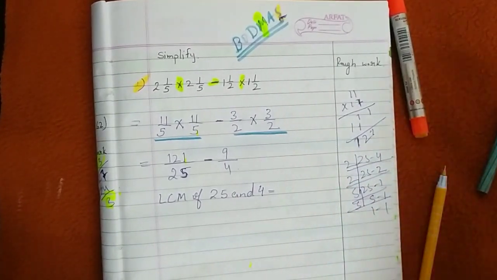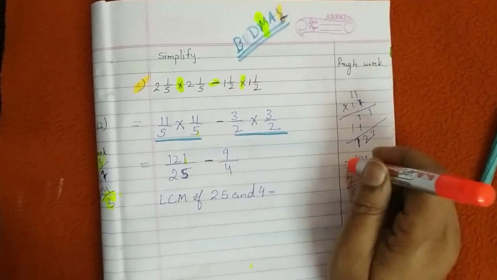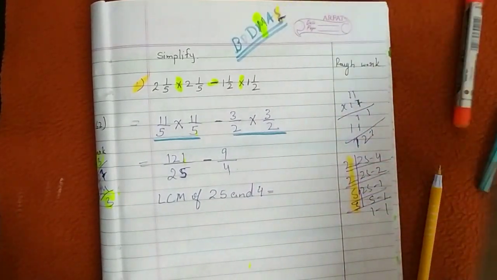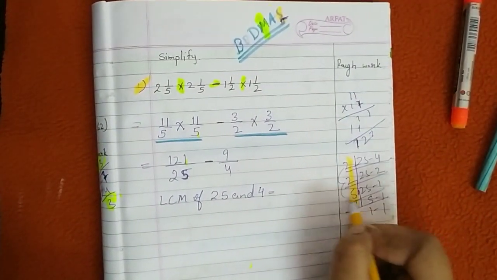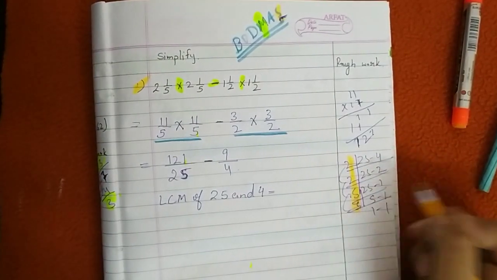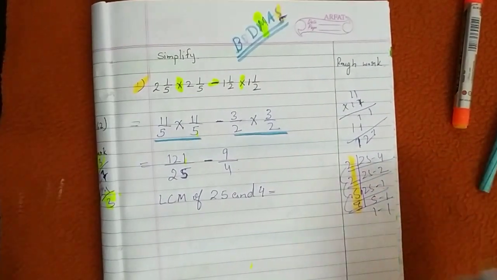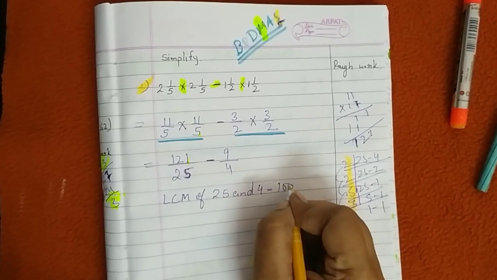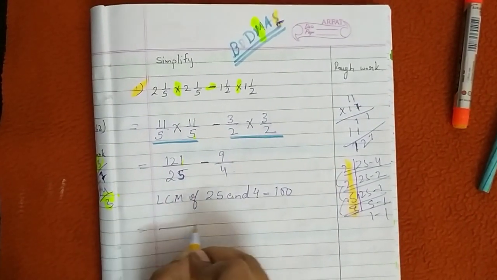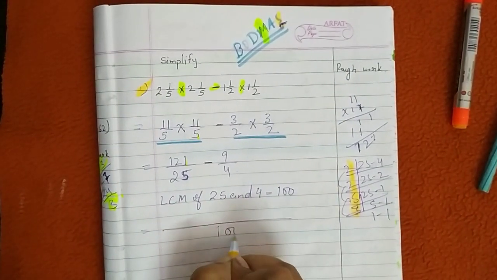Yes. Now what do we have to do, children? Nothing. This outer side we are going to multiply. So 2 times 2, 4. 4 times 5, 20. 20 times 5, 100. So what is our LCM? LCM is 100. In the next step we will take 100 as the common denominator.